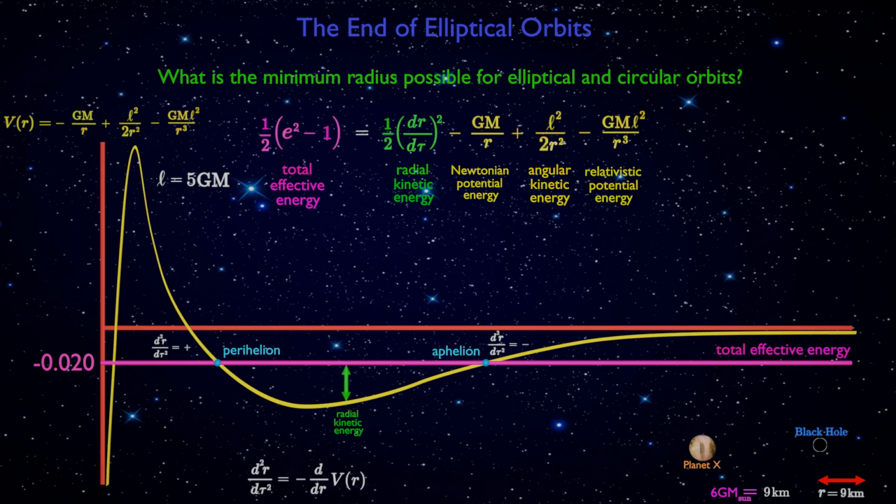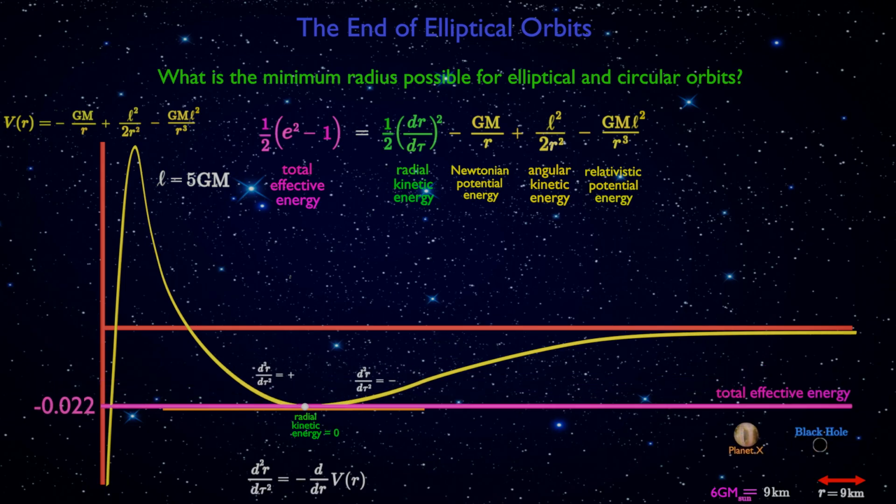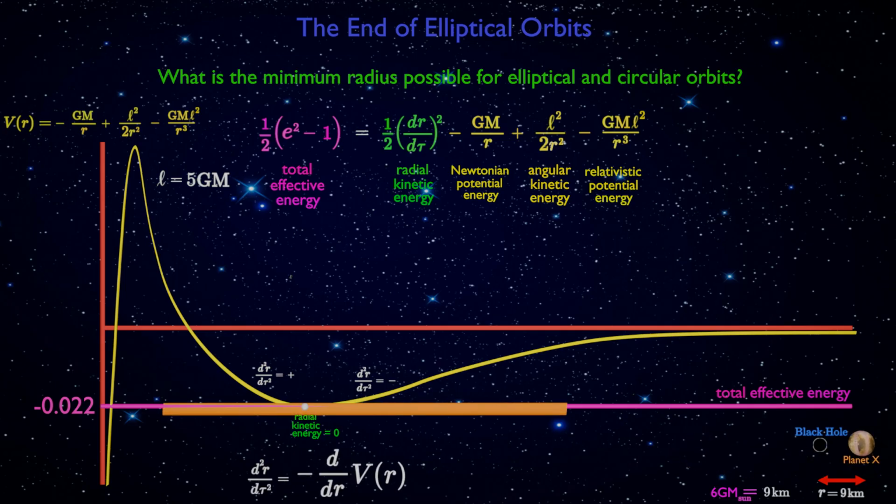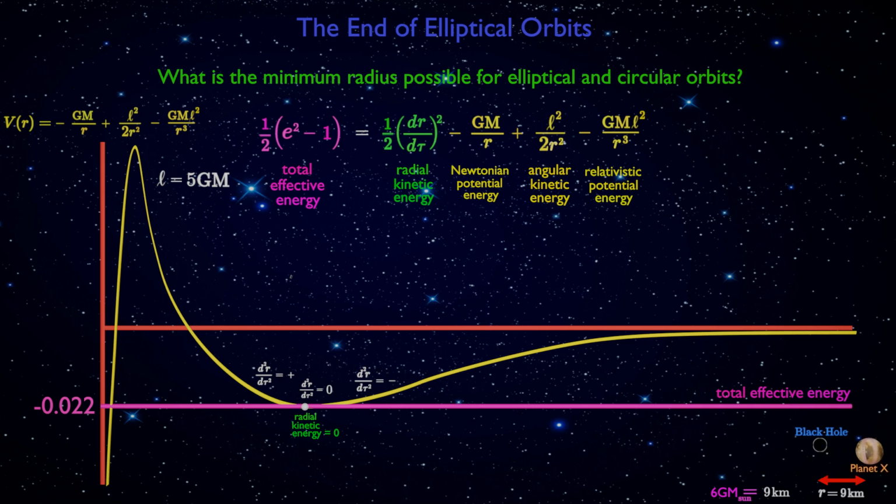But what about the point in the middle where the slope is 0? Is there anything special about that point? The answer is yes. If the total effective energy is lowered to this point, it is where a stable circular orbit occurs, because there is no radial motion, since the radial kinetic energy is 0, and there is no radial acceleration, because the slope of V(r) is 0. We can find out this location by taking the derivative of V(r) and setting it to 0.